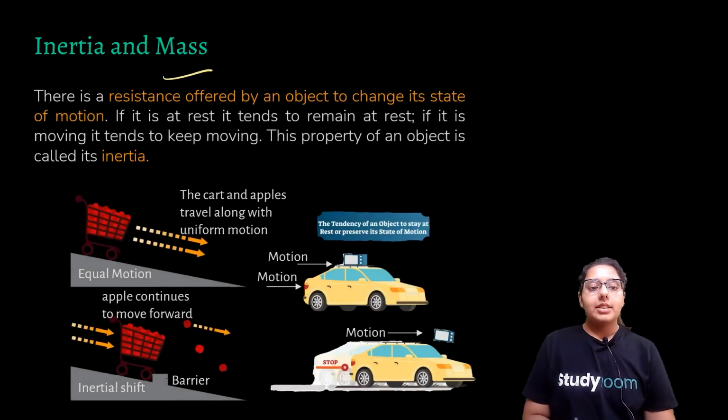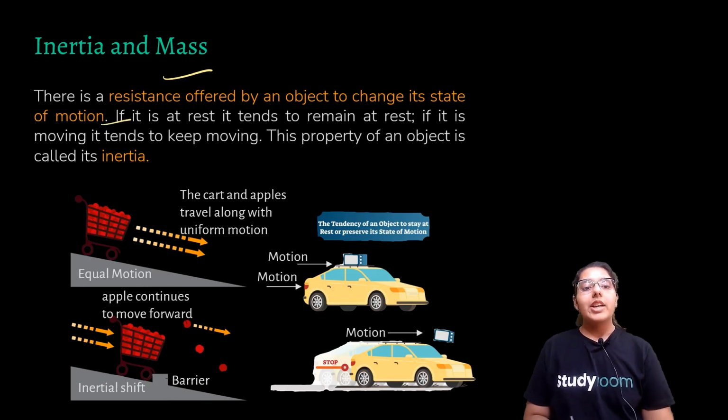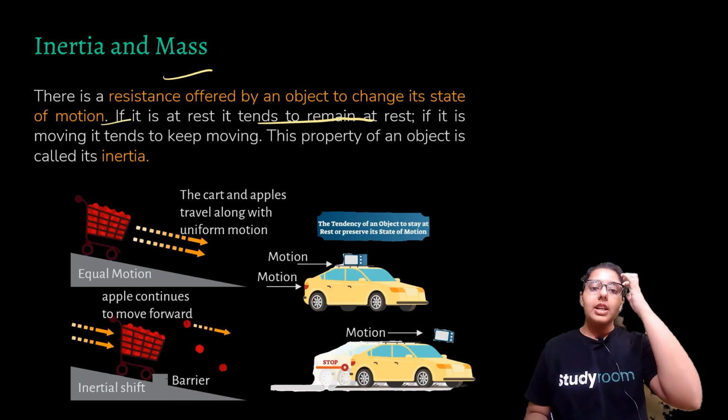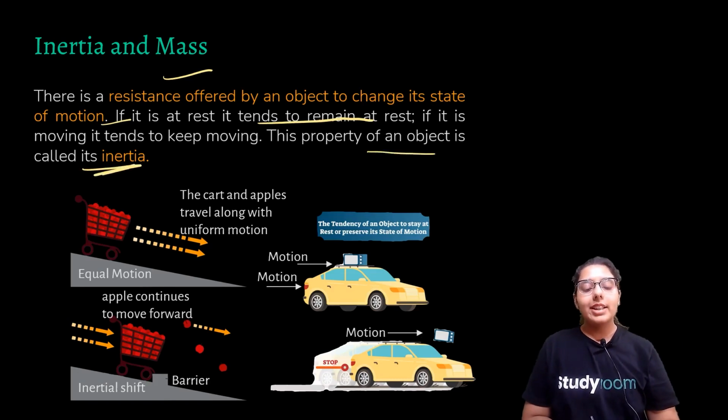Inertia and mass. There is a resistance offered by an object to change its state of motion. If it is at rest, it tends to remain at rest. If it is moving, it tends to keep moving. This property of an object is called inertia. Let's see one beautiful example.